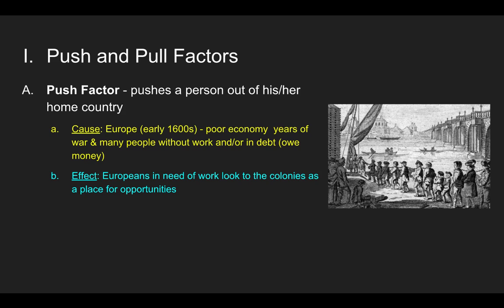So what's the effect of all this? Well, Europeans in need of work look to the colonies as a place for opportunities. So this is all throughout Europe, but if we're focusing on the colonies, it's going to be mainly English immigrants that are coming into the Americas or coming to the colonies.